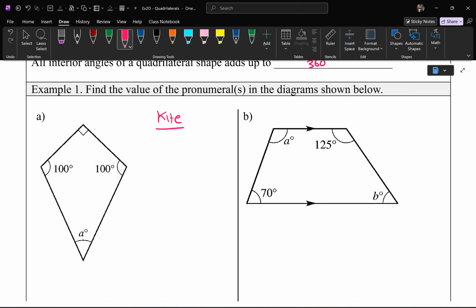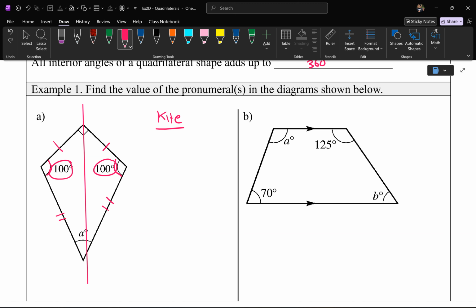Good. No parallel lines and then two equal angles. This was the key. That tells me there's a symmetry. And if it's a symmetry, that means these two sides must be the same. That was the hint that I gave out. Because you cannot draw these two lines and have the same angle and touching each other without them being equal.